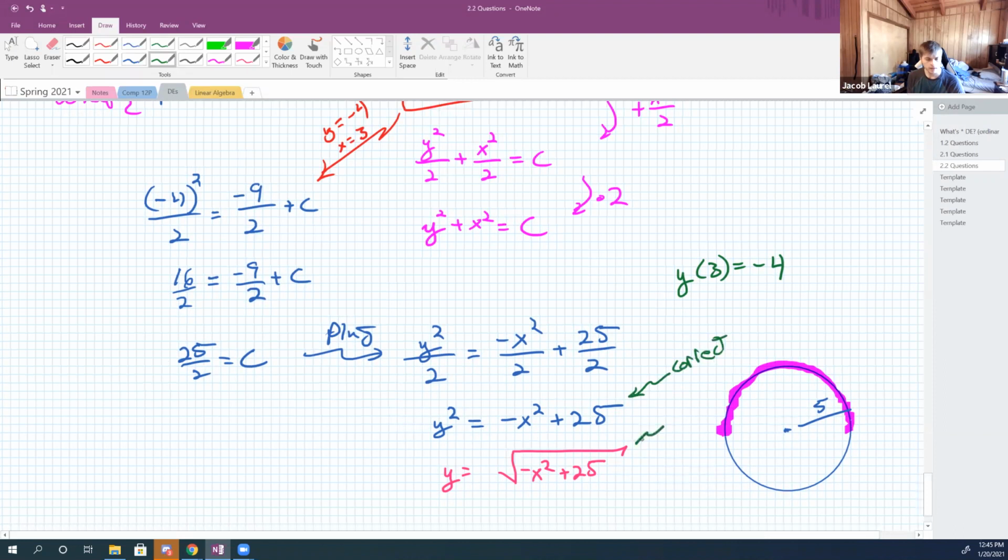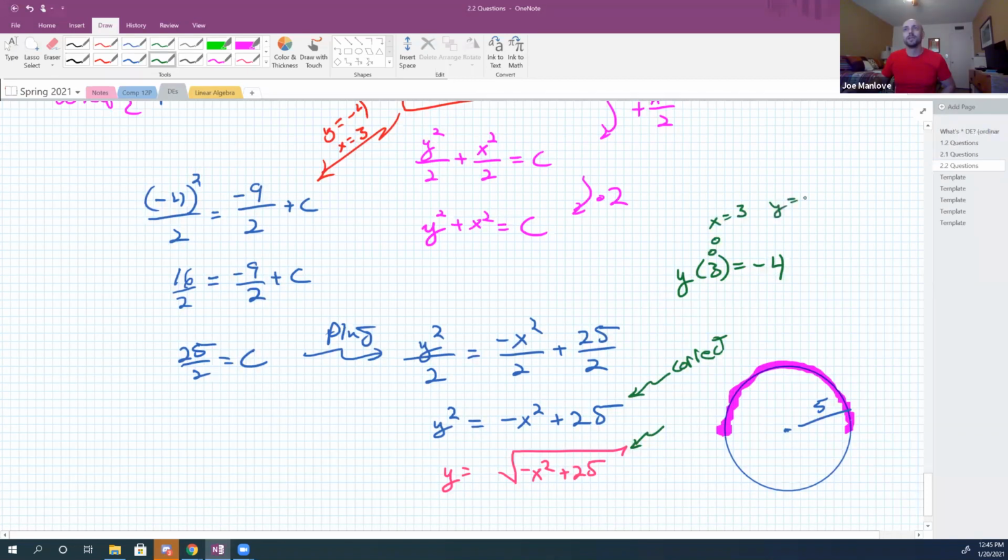Wait, the x is in the negative, but the y is in the positive. So no, sorry. Other way around, I read that wrong. Never mind. X is 3, y is -4, right? So the x is 3 and the y is -4 is down here. So this is not correct. You guys with me? Because it doesn't meet my initial condition.